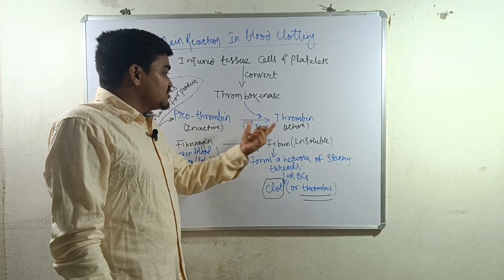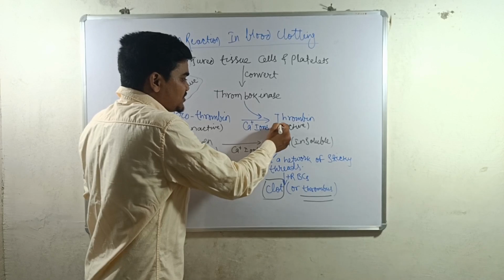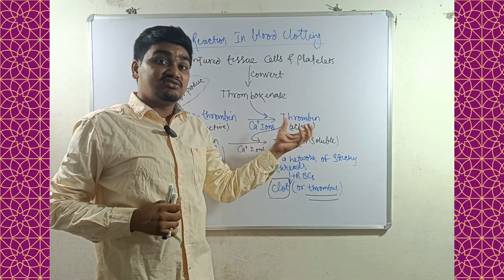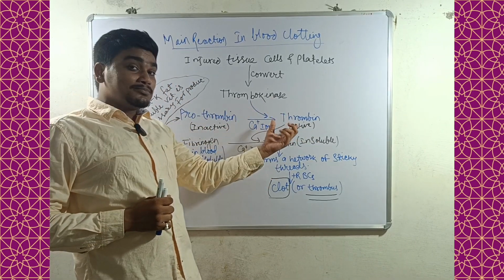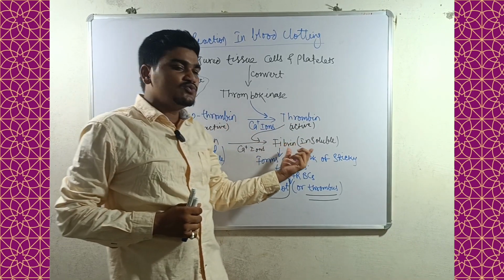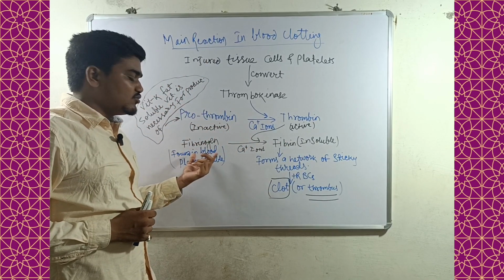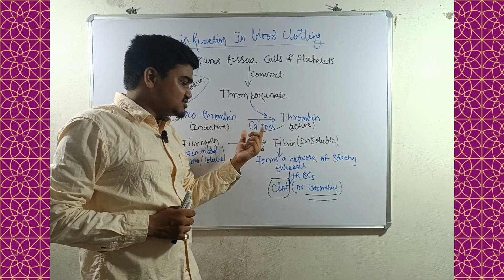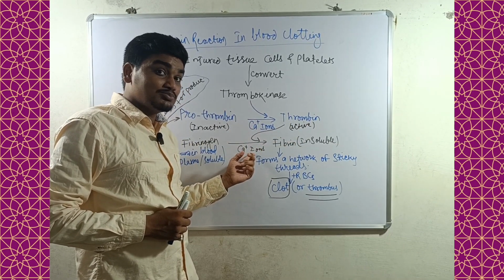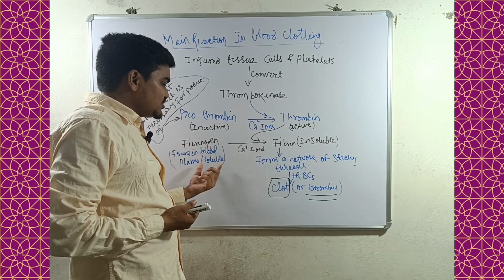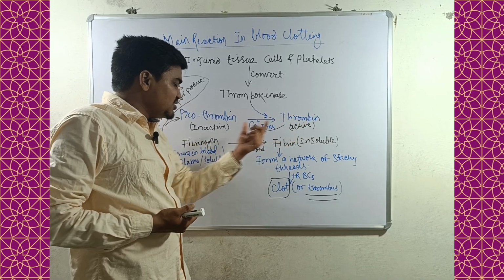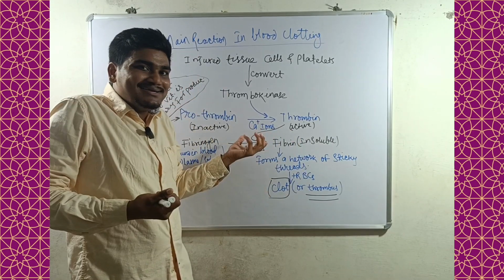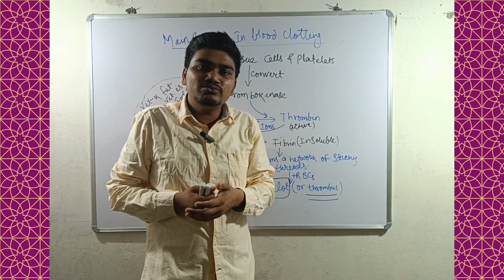So after that, thrombin, which now gets activated, converts fibrinogen into fibrin. Fibrinogen is found in blood plasma, which is soluble in blood, and when thrombin comes in the presence of calcium ions, thrombin converts soluble fibrinogen into fibrin, which is insoluble. Why is it required to convert soluble into insoluble?